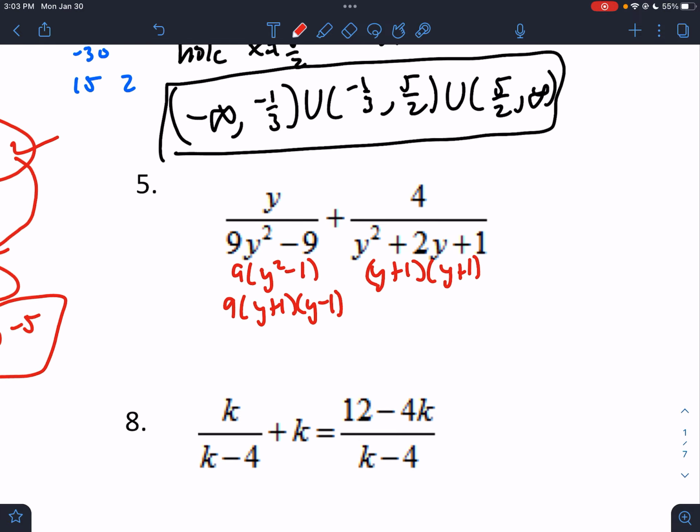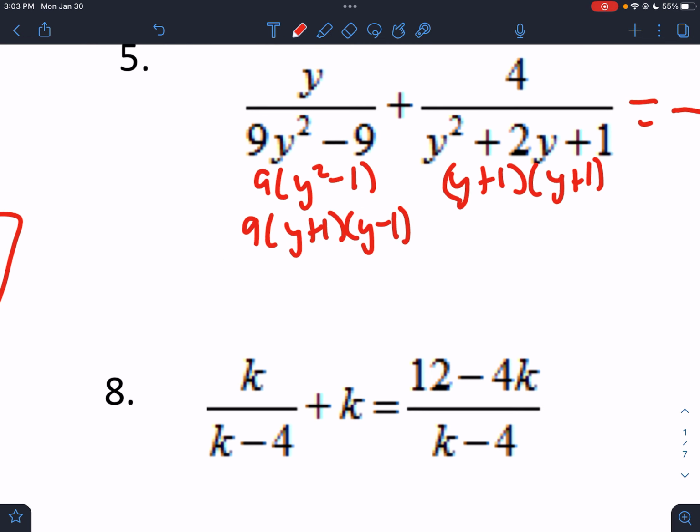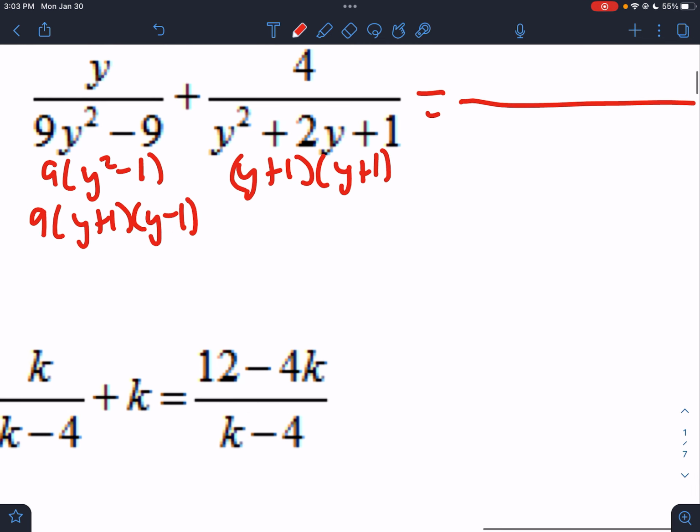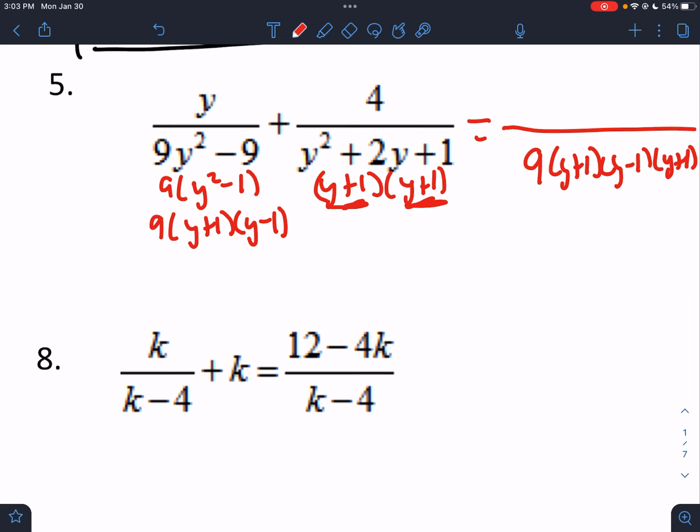Now, we're going to have to get a common denominator here, so I make one big fraction. What is my common denominator? What are the things that have to be down there? Well, there's a 9. There's a y plus 1. There's a y minus 1. And then they already have this, so I just need another y plus 1. There's 2 on this one, so I need another one for sure.